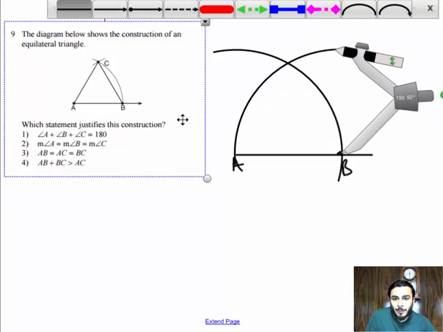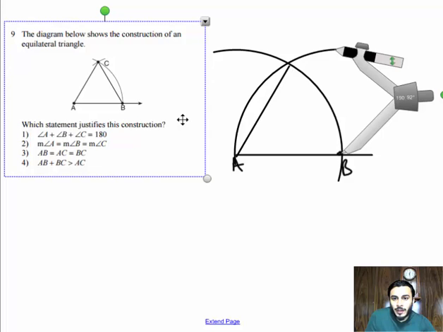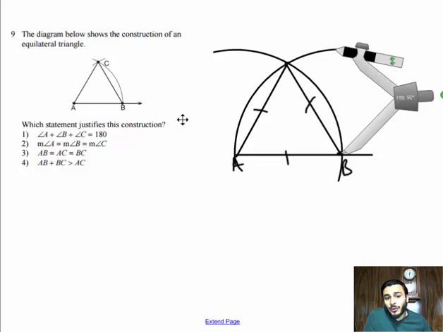And then you will connect from point A to the point of intersection, and then from point B to the point of intersection. I didn't do such a good job of connecting to the point of intersection. Let me fix that up a little bit. So what this construction just did, it created 3 equal line segments. So you started with segment AB, but then what you did is you created 2 other line segments that are equal to AB. So the answer is choice 3.